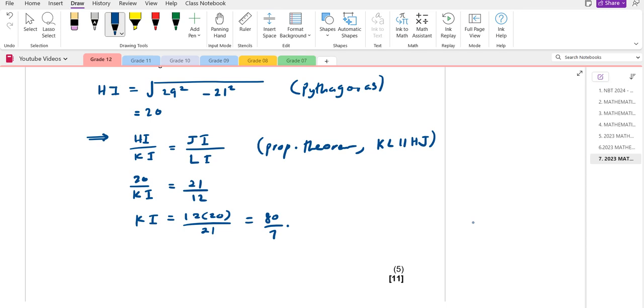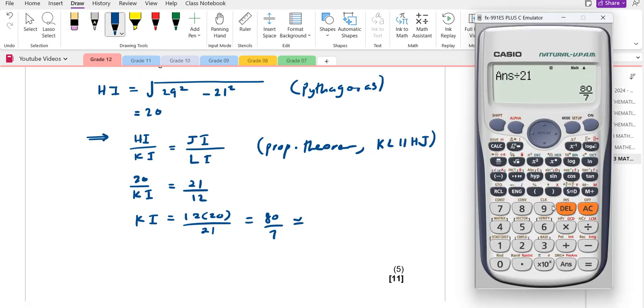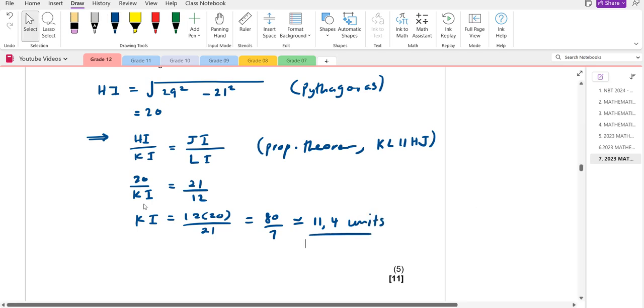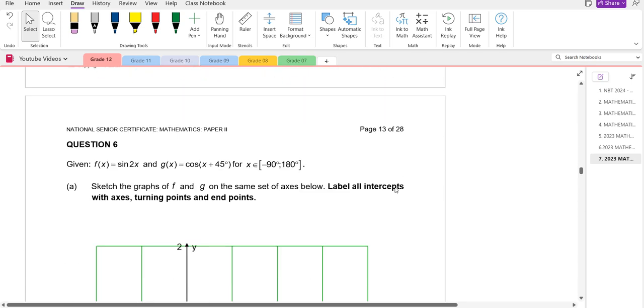Right, so I hope you guys understood that. So it's 80 over 7 units, which is approximately equal to, let's write down the decimal value as well, which is equal to 11,4, because they want one decimal place, right? 11,4 units. Nice, and that's my answer. I hope you guys understood that. Moving on to the next question.